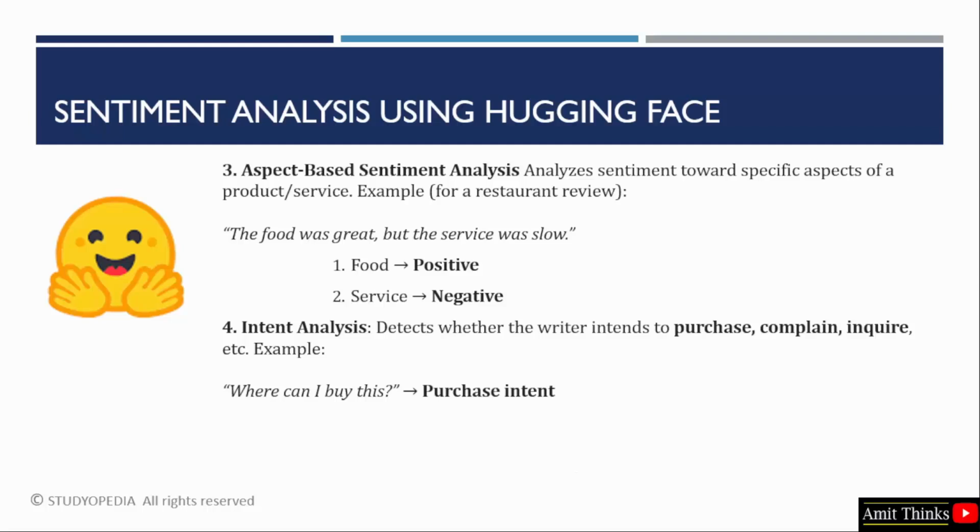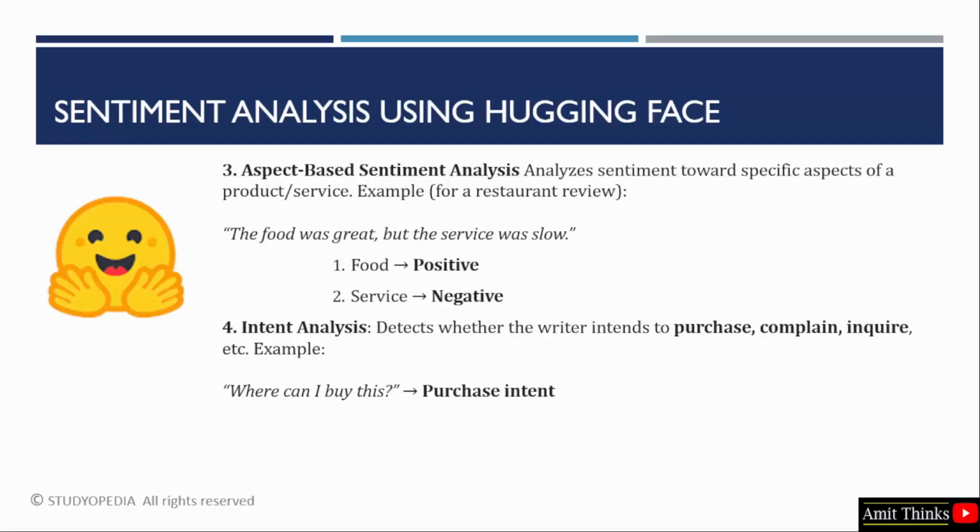Then comes aspect based sentiment analysis, like sentiment towards a specific product or service, like the food was great but the service was slow. In this case the food is having a positive sentiment obviously, but since the service was not good, it is a negative sentiment. Then the intent analysis, like the intent to purchase something, to complain. Let's say you said where can I buy this product, so that is a purchase intent.